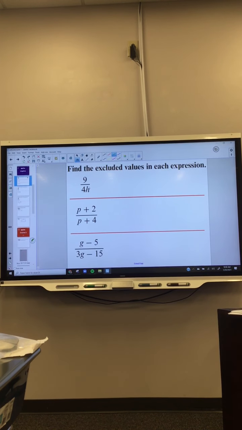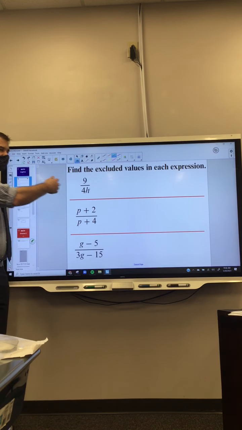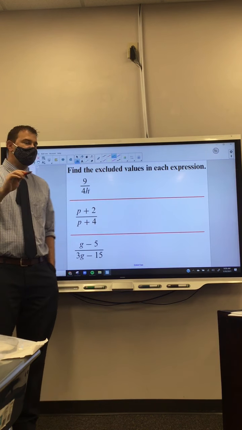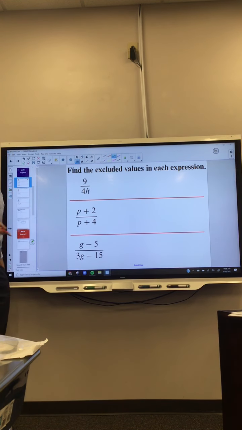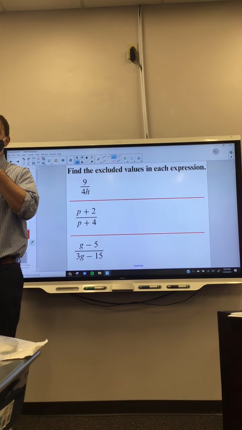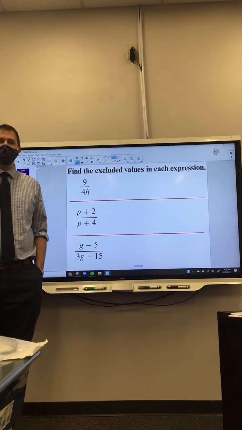Alright. So when you have these expressions, it could be just about anything depending on what your number is, but there are certain numbers that this variable cannot be. It cannot be something that is going to make the entire expression undefined. Okay? So what would make this expression undefined? Well, when do we get undefined numbers?